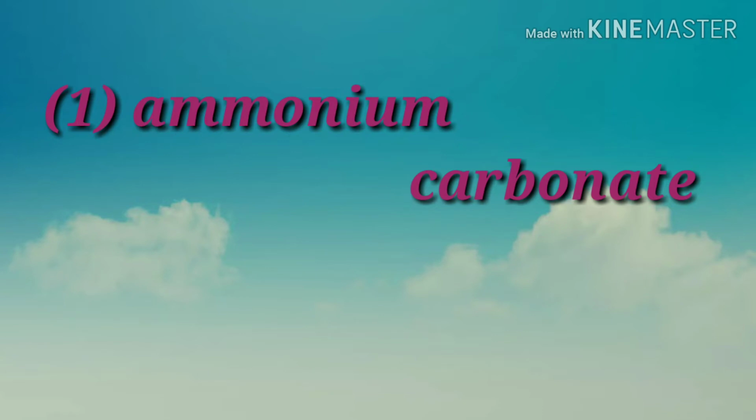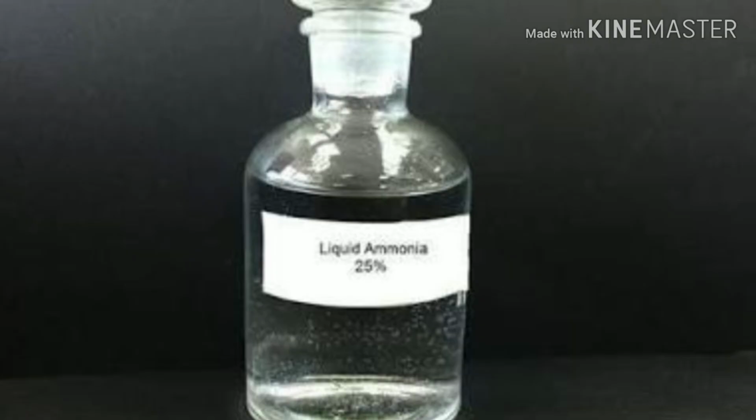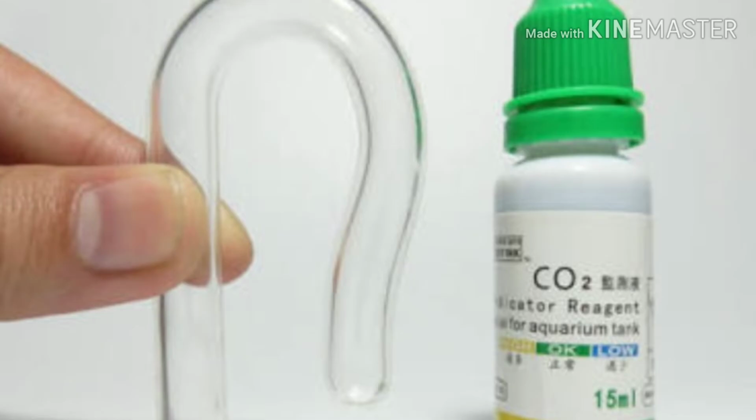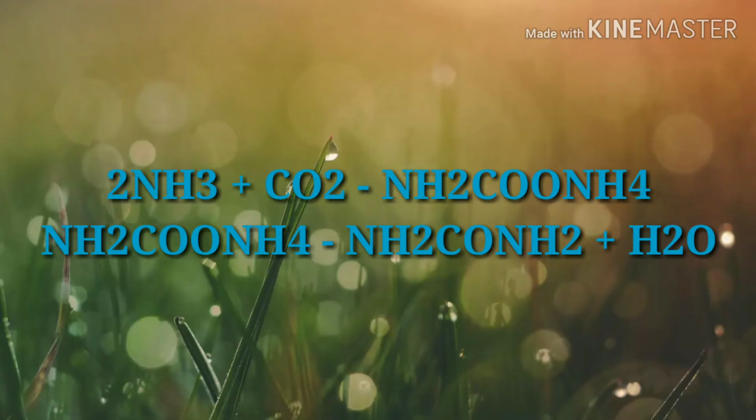First method, ammonium carbonate. Urea can be manufactured from ammonium carbonate, a mixture of liquid CO2 and liquid NH3 ammonia, and this mixture is placed in an autoclave at 132 degrees Celsius temperature and 35 atmospheric pressure, and they make ammonium carbonate. Ammonium carbonate reacts and removes H2O water to make urea, NH2CONH2.